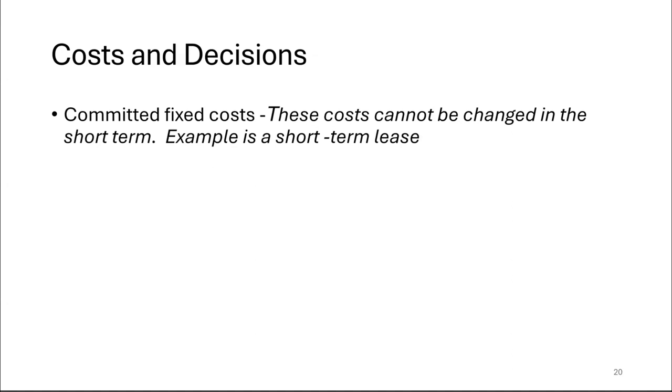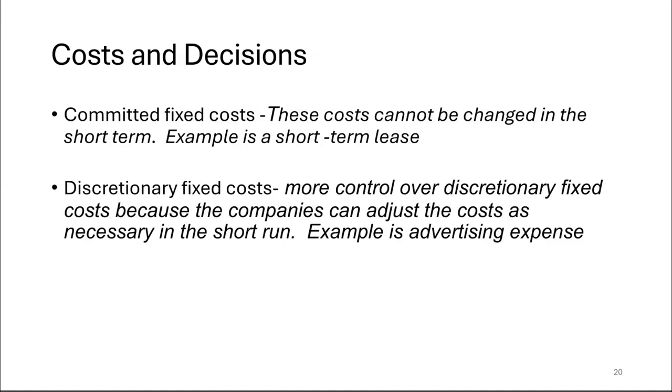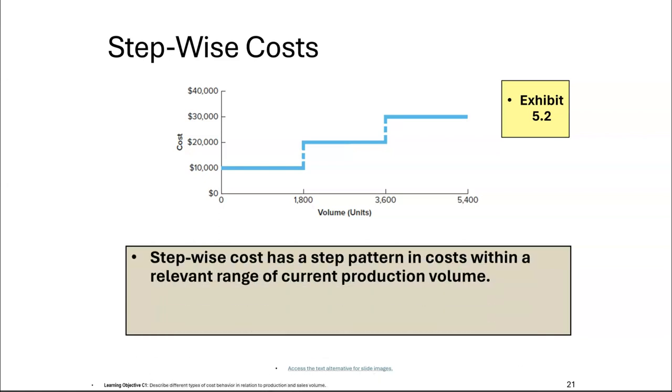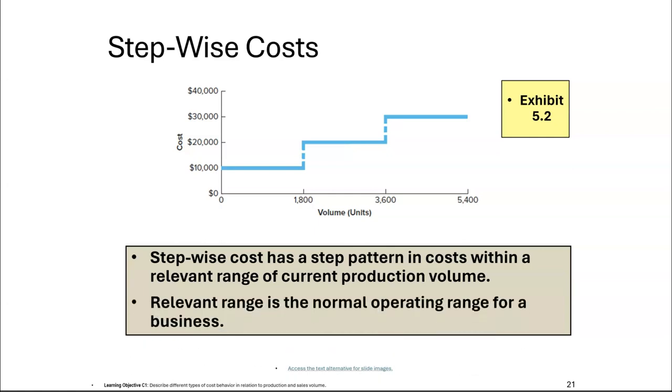These costs cannot be changed in the short term. And then we have what we call discretionary fixed costs. There is more control over discretionary fixed costs because companies can adjust the cost as necessary in the short run. An example would be advertising expense. We also have what we call stepwise costs, which change as volume changes. Stepwise costs have a step pattern within a relevant range of current production. Relevant range is the normal operating range for the business.